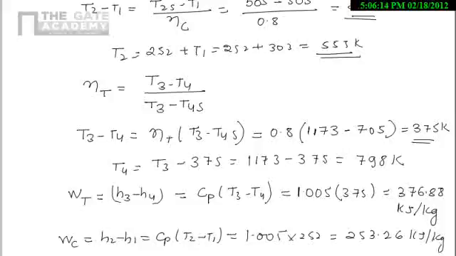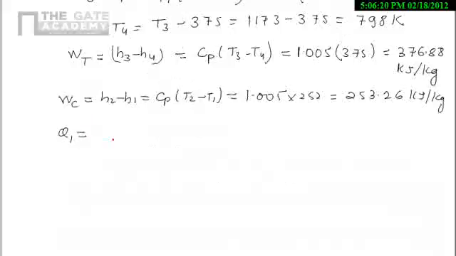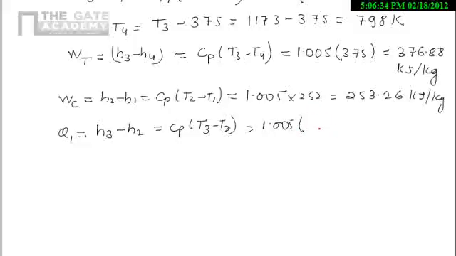So now we are having compression work. In a similar manner we can calculate heat addition, that is Q1. Q1 is nothing but H3 minus H2. So in terms of Cp, that is T3 minus T2. So 1.005, T3 we are having 1173, and T2 we are having 555. So it will come 621.09 kilojoule per kg. So now we are having Q1.